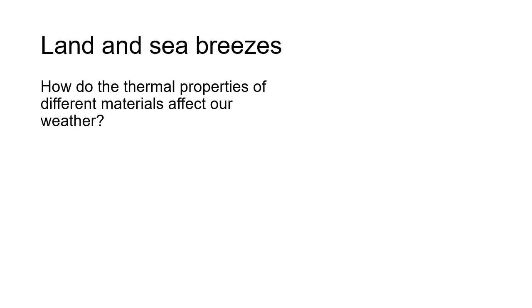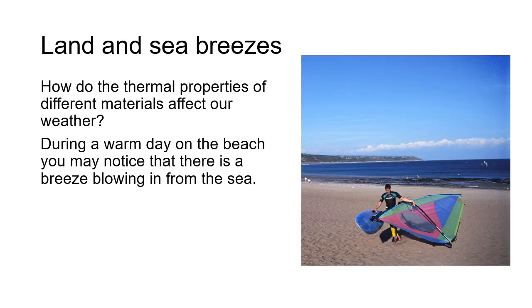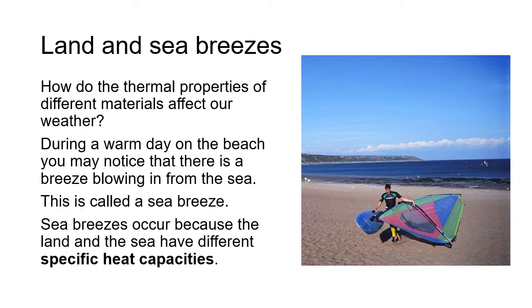Energy transfers cause quite a lot of effects with weather. So how do the thermal properties of different materials affect our weather? During a warm day on the beach, you may notice that there's a breeze blowing in from the sea. This is called a sea breeze. Sea breezes occur because the land and the sea have different specific heat capacities.